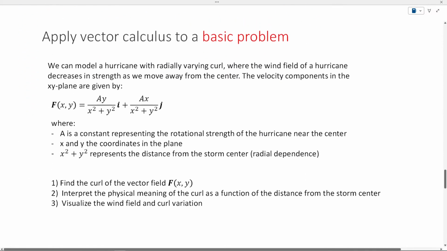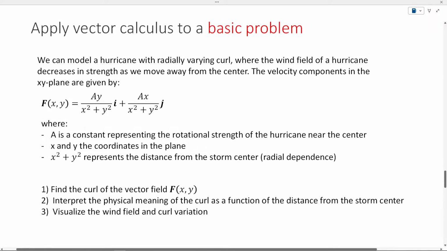So what I'm trying to do here, I just did this example for you, so you can visualize these concepts, or maybe when you visualize these concepts, you can have a better understanding of them. So we can model a hurricane with radially varying curl, where the wind field of a hurricane decreases in strength as we move far away from the center.